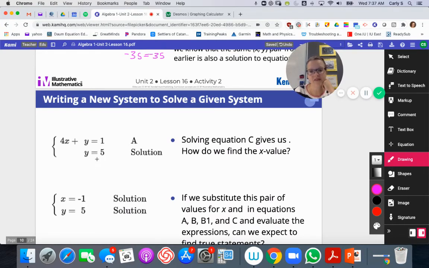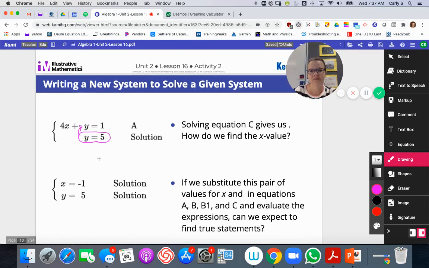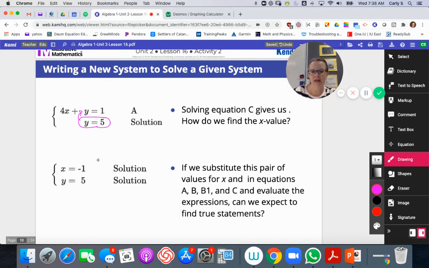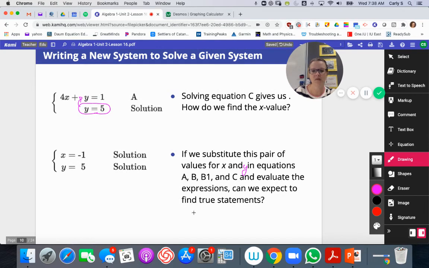How do we find the x value? Well, I take this y and I can plug it into here. I can plug it into any of the equations that we've seen so far. I substitute y equals 5 into another equation and solve for x. So if we substitute this pair of values for x and y in equations A, B, B1, and C and evaluate the expressions, what can we expect to find? True statements. Yes, and we've tested quite a few of those. This right here is the solution to the system.